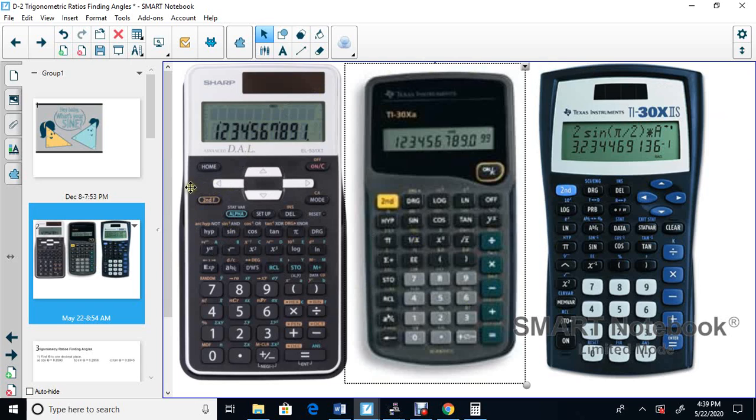This time we're going to use the second function on your calculator and cos, and second function sine, and second function tan. So I have these calculators ready to show you what to push on the various calculators. Again, this is not the best one. These two are better with the two lines.